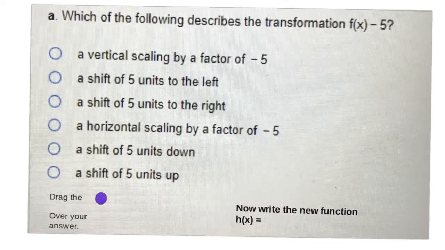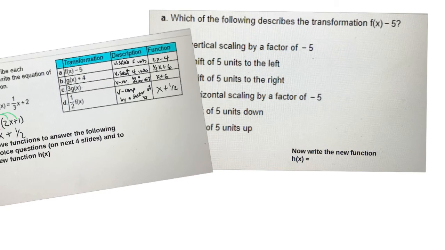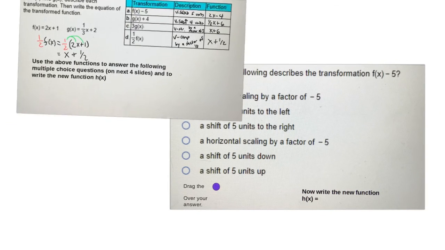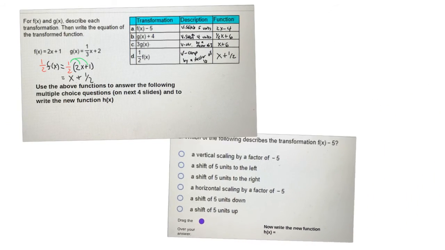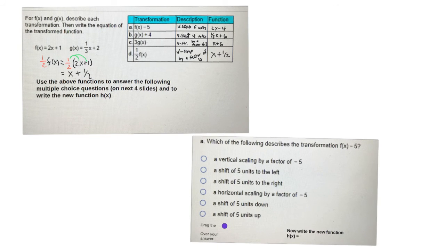Okay. So here's one of the problems. I'm going to paste this old thing here. We're going to use that to figure out this one. All right, we'll make this nicer looking. Which of the following describes the transformation f of x minus 5? Well, f of x minus 5 is right here, right? We already did that, didn't we? So we already know that that's a vertical shift downward 5 units. We already talked about that, right?